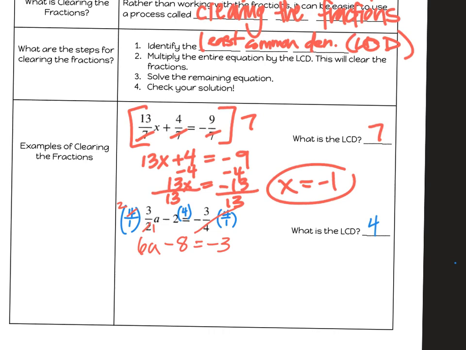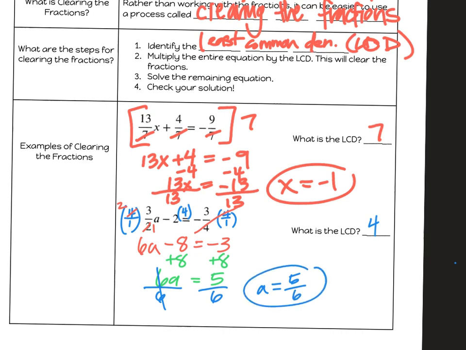Now I'm going to treat it just like a two-step equation and add 8 to both sides. So I will get 5 equals 6a. Then I will divide by 6 on both sides, and so I get a equals 5/6, just like that, and leave it as a fraction.